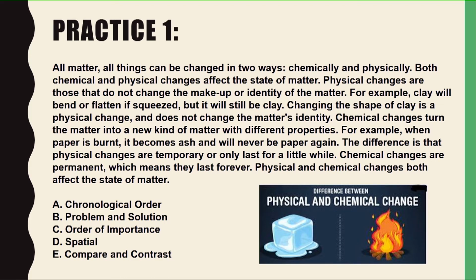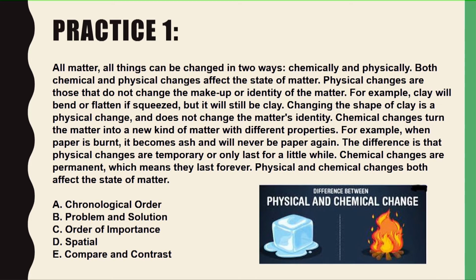Chemical changes turn the matter into a new kind of matter with different properties. For example, when paper is burnt, it becomes ash and will never be paper again. The difference is that physical changes are temporary or only last for a little while. Chemical changes are permanent, which means they last forever. Physical and chemical changes both affect the state of matter.